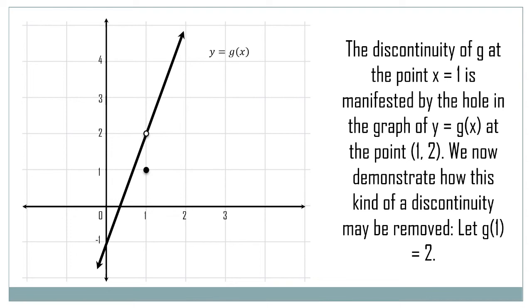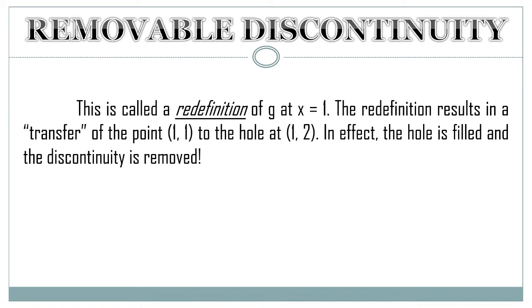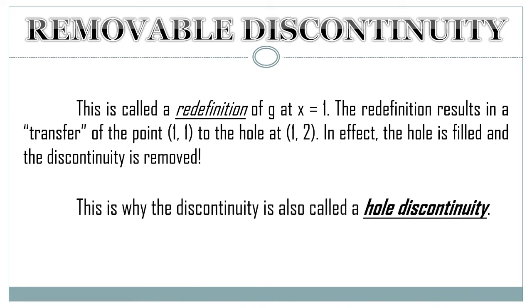We now demonstrate how this kind of discontinuity may be removed, so let g of 1 be equal to 2. This is called a redefinition of g at x equal to 1. The redefinition results in a transfer of the point (1, 1) to the hole at (1, 2). In effect, the hole is filled and the discontinuity is removed. This is why the discontinuity is also called a hole discontinuity.